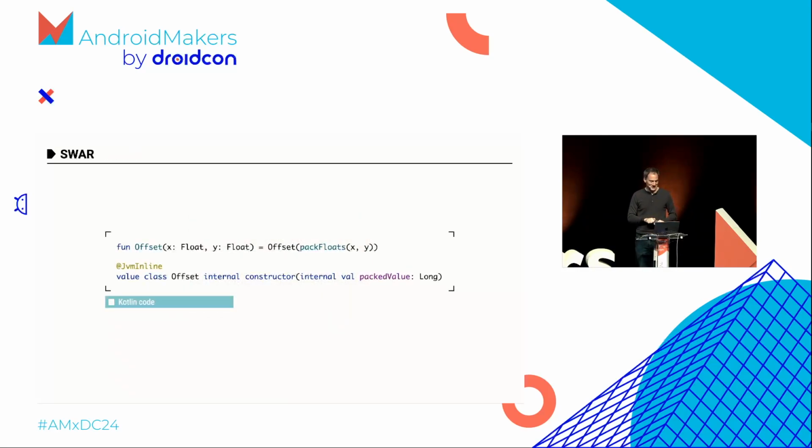All right, so let's look at Offset. Like I said, I really like this example. So Offset, it's a value class, it takes a long. The public constructor is actually a top-level function that takes an x and a y. And you can see here it calls another utility function that packs the x and the y inside the long. That's where we do the actual work.